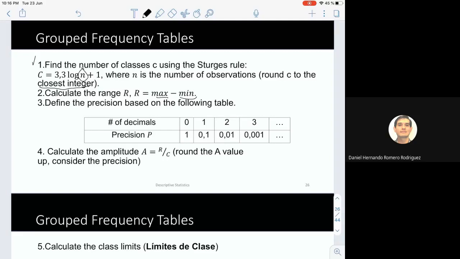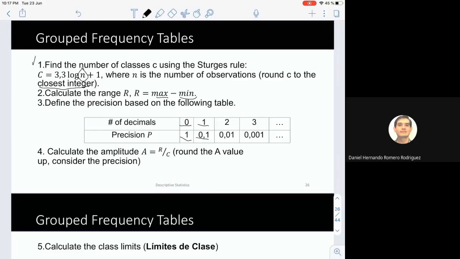What is the idea of using this precision? From now, let's only check the definition of the precision, and once we are solving the example, we will discuss in more detail the purpose of the precision. The precision is related to the number of decimals in our observations. If our original data has no decimals, the number of decimals is 0, then the precision is going to be equal to 1. If the number of decimals in our data is 1, for example 5.1, 6.3, that is only one decimal, then the precision is 0.1.